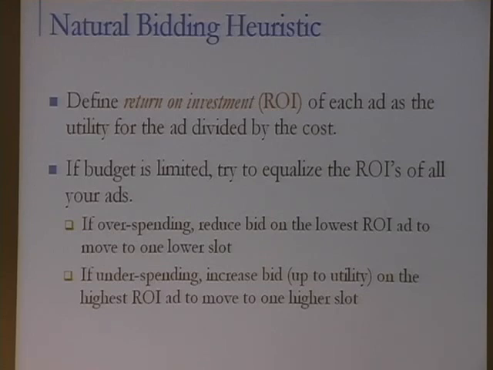If you're underspending, you should increase your bid, up to at most your utility, of course, for the ad that's giving you the best return on investment. By increasing your bid, you're going to move up to a higher slot and thereby increase the price of that ad and decrease the ROI, thus starting to equalize it across all your ads. Okay, so this is the heuristic. It's a pretty natural heuristic. When you talk to at least people at iProspect and other SEMs, they say that they're using things similar to this.